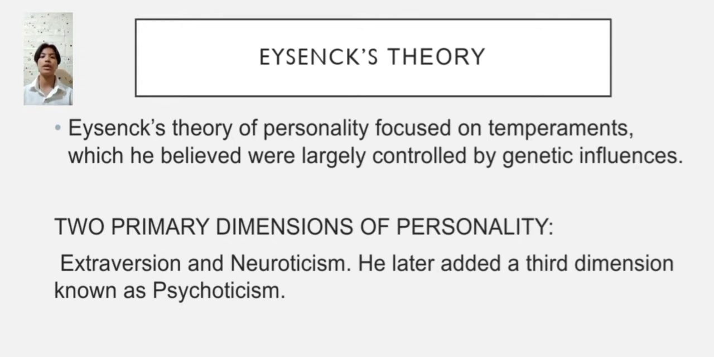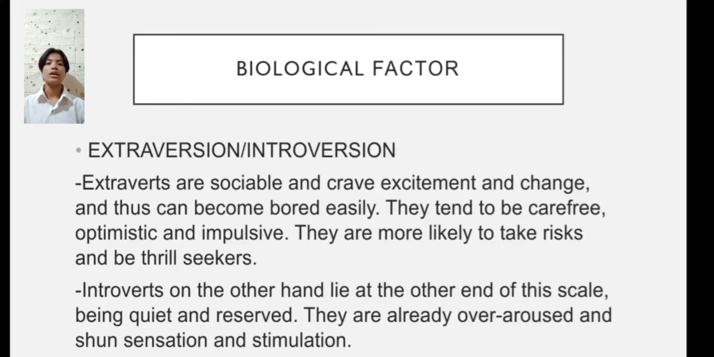Eysenck proposed a theory of personality based on biological factors, arguing that individuals inherit a type of nervous system that affects their ability to learn and adapt to the environment. Now, let's talk about extraversion and introversion.